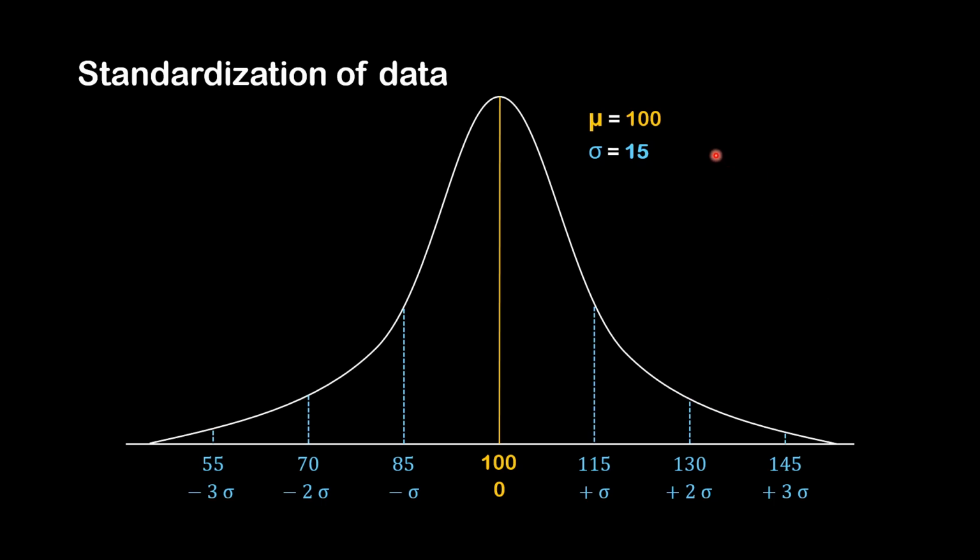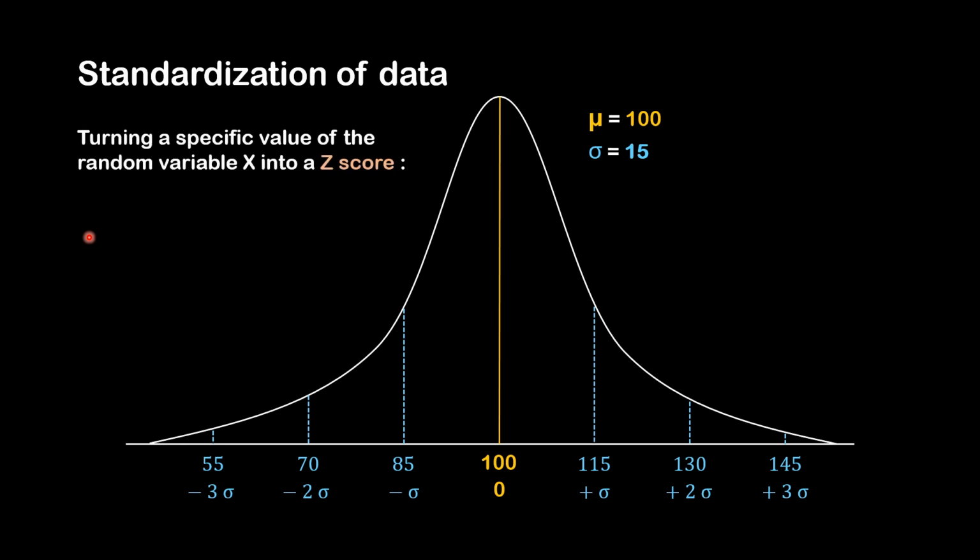Currently, the mean is equal to 100 and the standard deviation is 15. To turn each value of x into a z-score, we subtract the mean from this particular value of x, and we divide the difference by the standard deviation, which is 15.